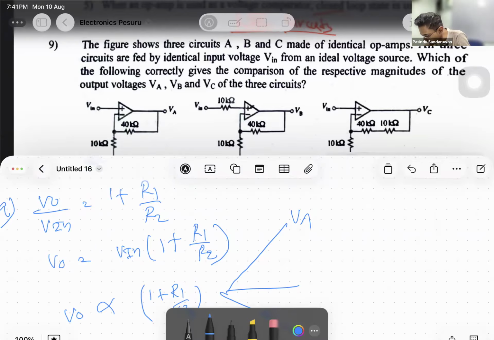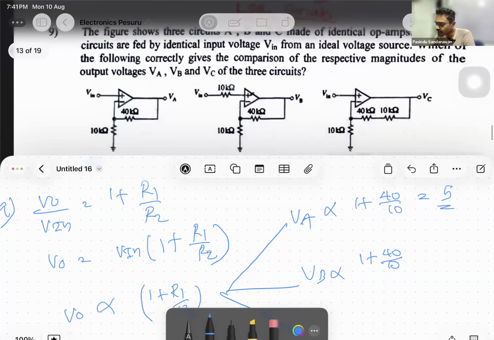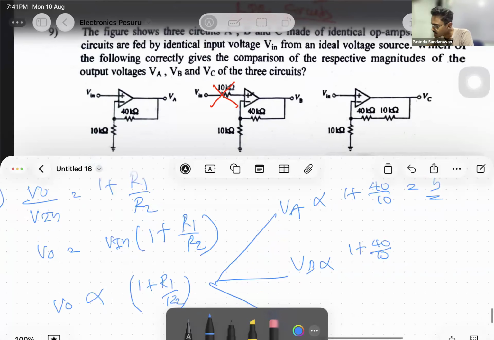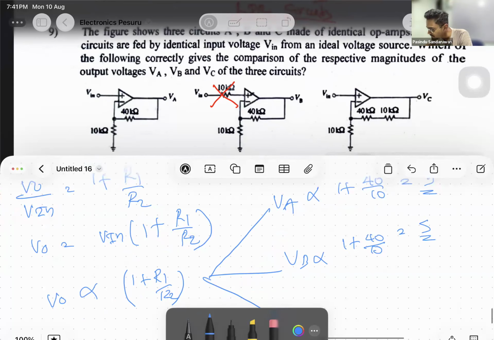For the first one, VA is proportional to 1 plus R1 over R2, which means 40 over 10. 40 over 10 is 4, then that is 5. For the second one, VB is proportional to 1 plus 40 over 10. This one is not needed because that is inactive; no current flows through Vin. Then this is also 5.